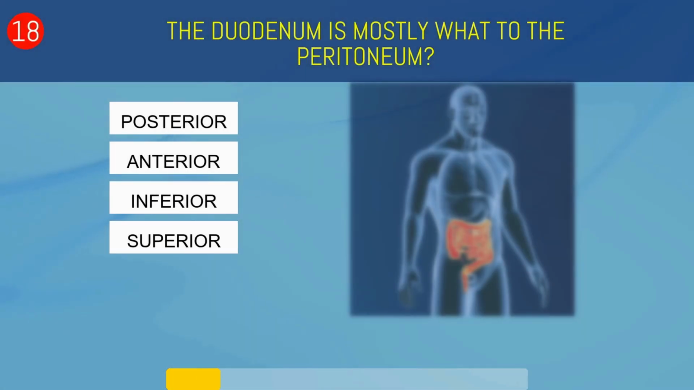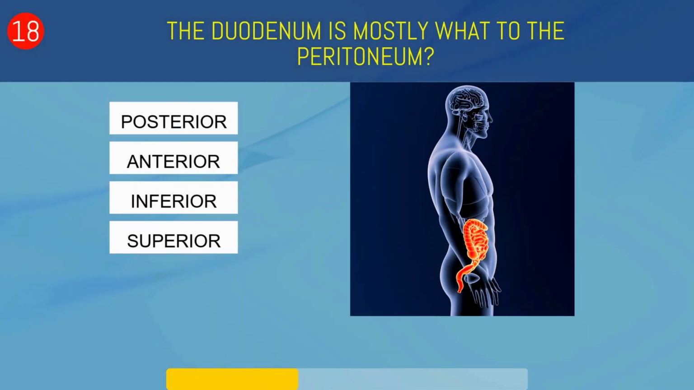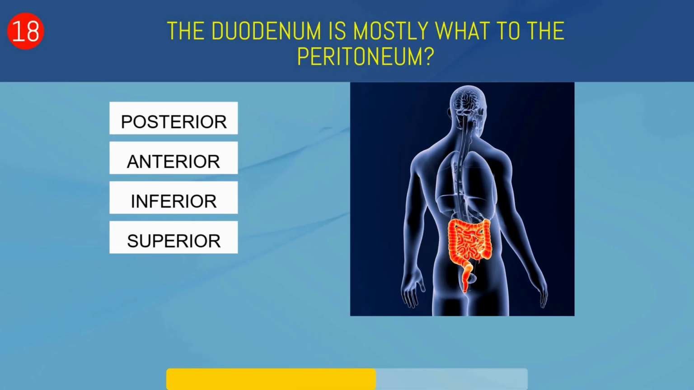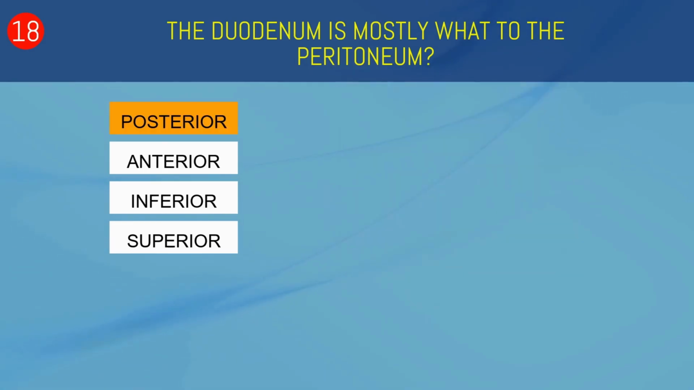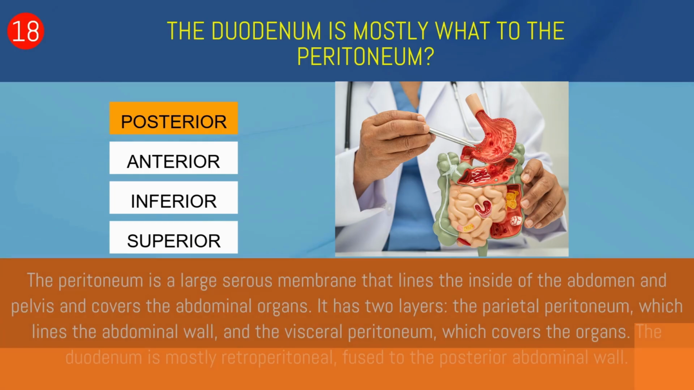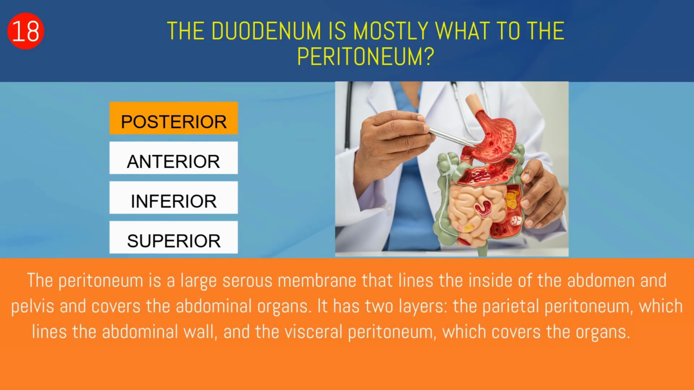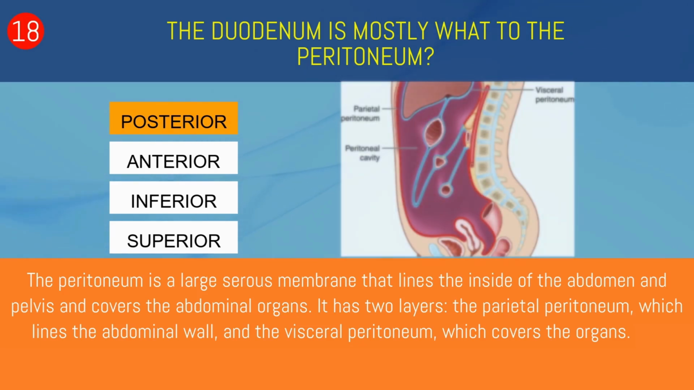The duodenum is mostly what to the peritoneum? Posterior, anterior, inferior, or superior? Posterior. The peritoneum is a large serous membrane that lines the inside of the abdomen and pelvis and covers the abdominal organs. It has two layers, the parietal peritoneum, which lines the abdominal wall, and the visceral peritoneum, which covers the organs.